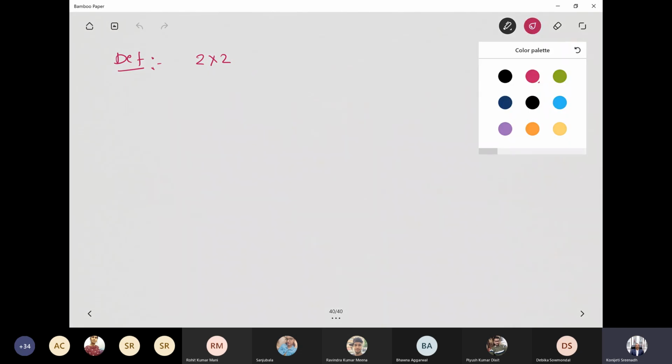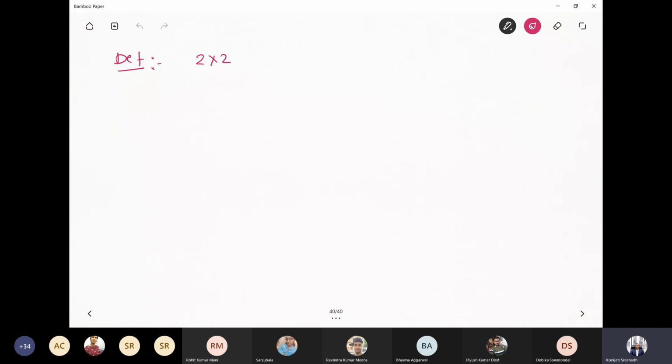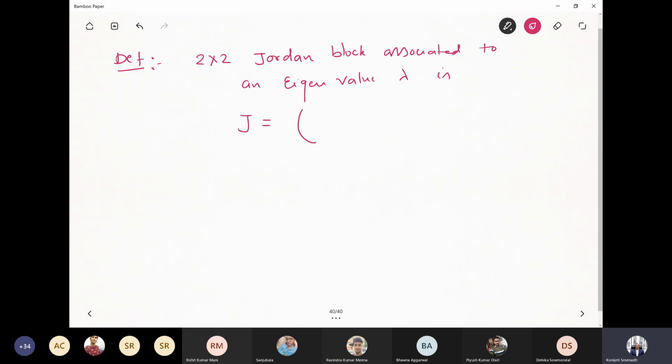So I call this a 2 by 2 Jordan block, which you can say is associated with the eigenvalue lambda. We write this as lambda 1 0 lambda. So that is called the Jordan block.